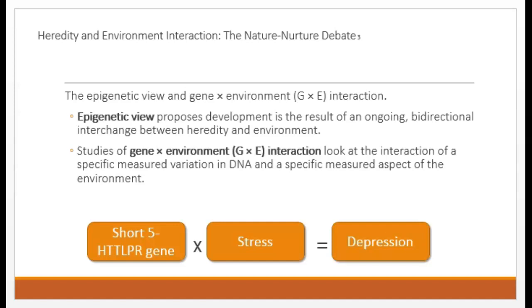Apparently, this gene causes a person to be more reactive to the stress hormone cortisol, which is fine as long as you're not constantly bombarded by cortisol from stressful life circumstances.